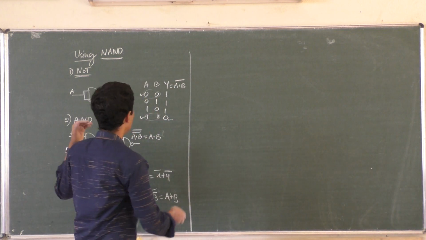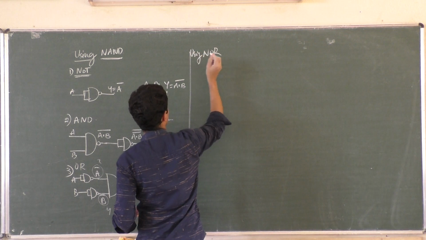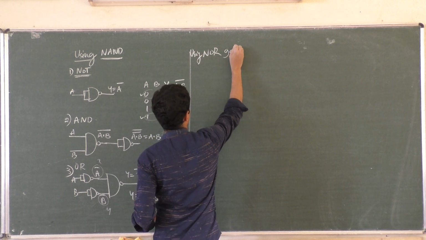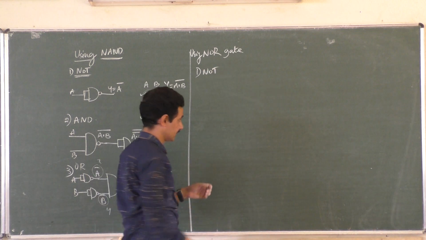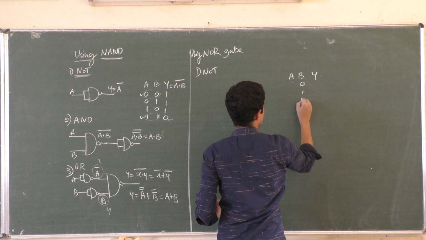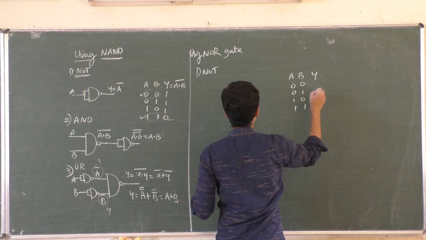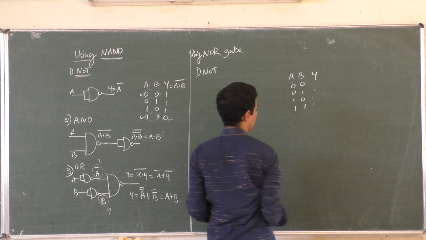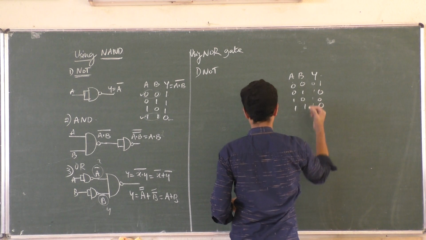Now we will realize it using a NOR gate. You can do this faster using a NOR gate. First the NOT gate. Write the truth table of the NOR gate first. A, B, Y. A is 0, 1, 0, 1. B is 0, 0, 1, 1. All the possibilities over. OR means if any one is 1, the output is 1. NOR means 1, 0, 0, 0. Right?